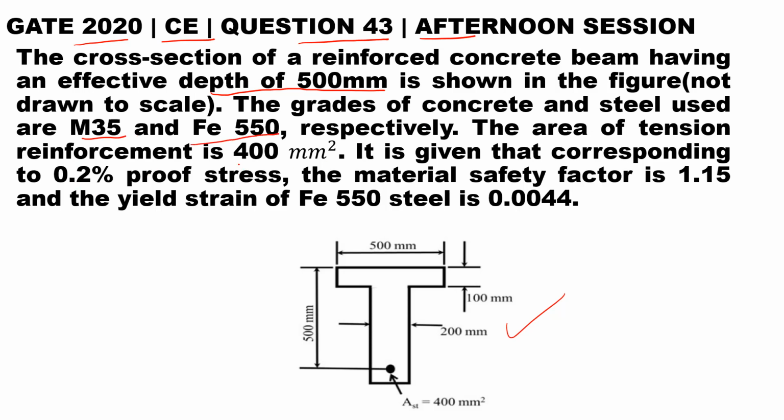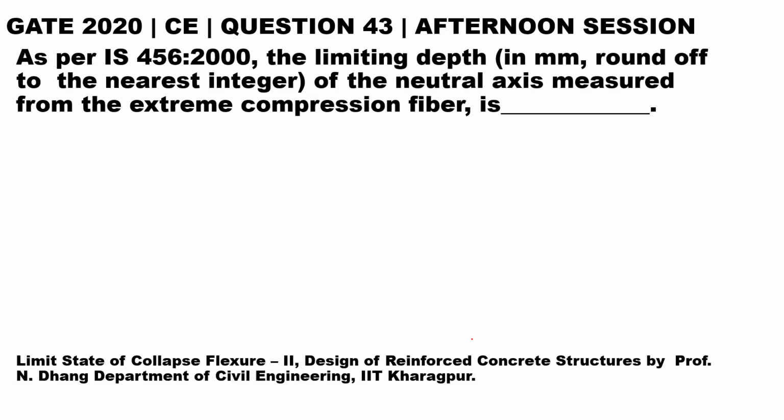The area of the tension reinforcement is 400 mm square, and it is given that corresponding to 0.2% proof stress, the material safety factor is 1.15. This is corresponding to steel, and the yield strain of Fe550 steel is 0.0044. This is the figure and the relevant dimension is given.